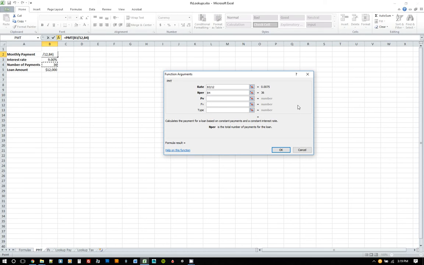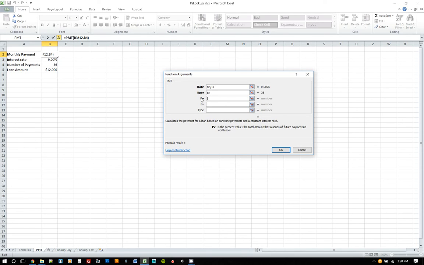Now remember, these are monthly payments. So if your loan says that it's 5 years, you have to make sure that you multiply the years by 12 to get the number of months. In this case, it just says the number of payments, so that's how many months you're going to be paying for it. So we don't have to do any extra calculations. You just select that cell, and you're good to go.